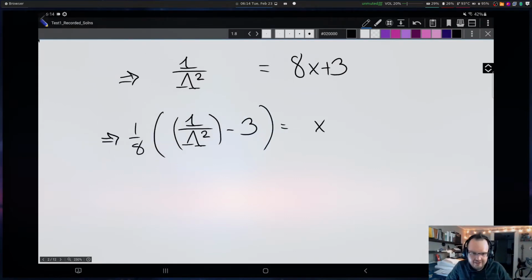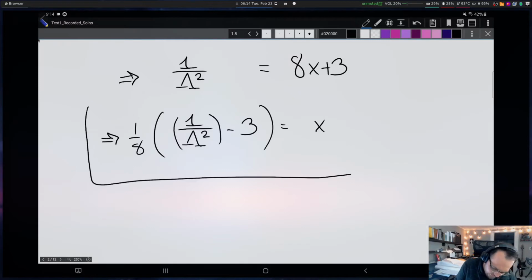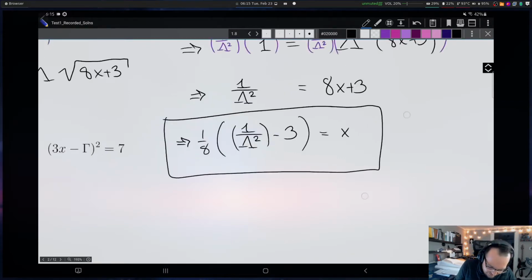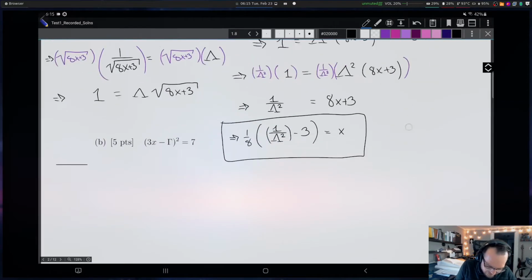And honestly, I think you could simplify this if you want. Like maybe you could try to put these over a like denominator and you could multiply in the 1/8. But this is really, I think, where I would stop. This is a perfectly fine answer. Right, so we have x equals some stuff, and the stuff that I'm seeing on the other side doesn't involve x. So I'd say that's a good answer.